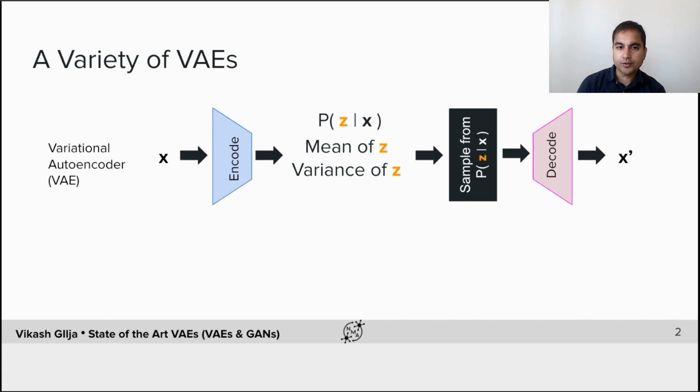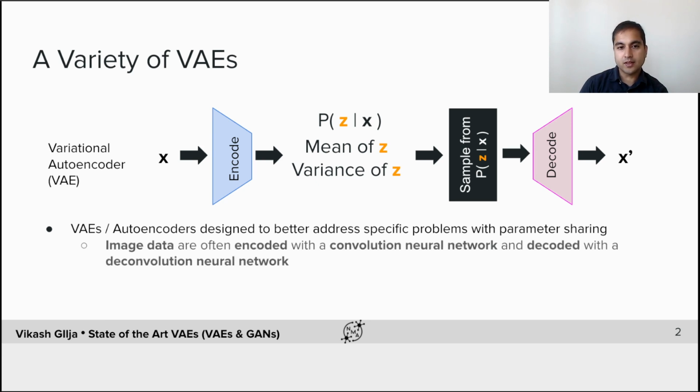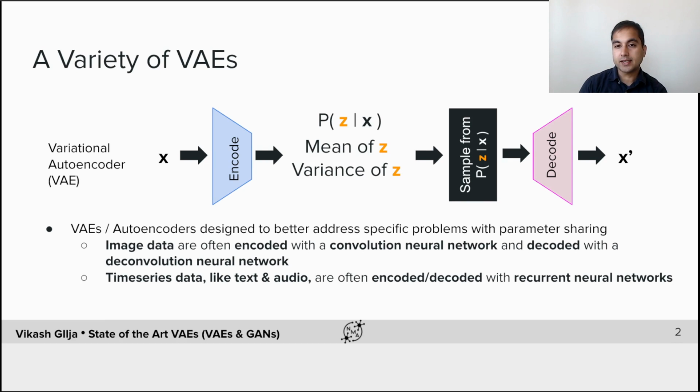So here's the basic structure of our variational autoencoder again. And it turns out that there are many opportunities to modify aspects of this architecture to better suit problems that you're trying to solve. One big area of possible improvement is the use of parameter sharing. And you've already seen this with the convolutional autoencoder and convolutional variational autoencoder that you've used in the tutorial. So specifically there, you're using a convolutional neural network to better represent image data. But the same idea can be applied to time series-like data and is often done by using recurrent neural networks.